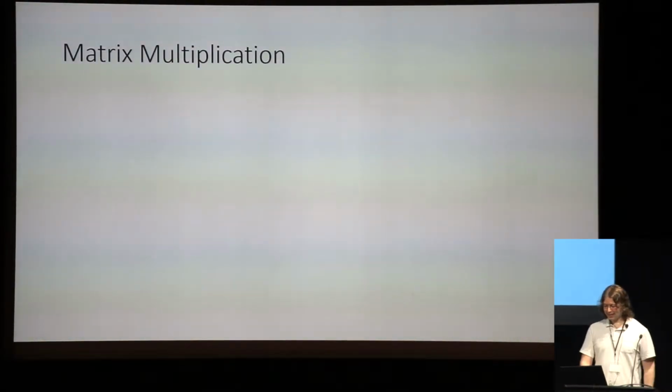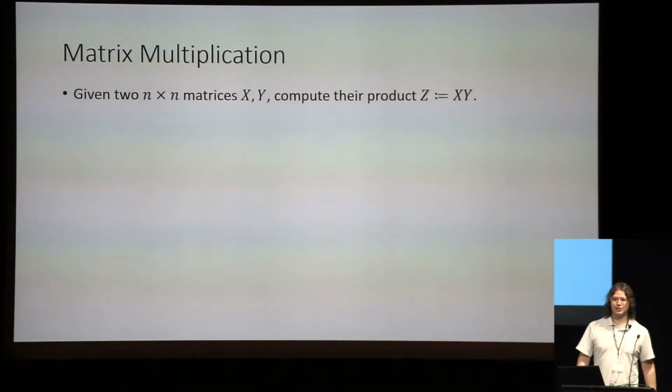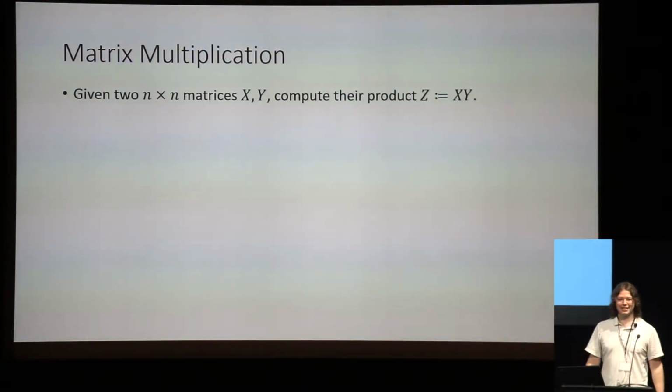So matrix multiplication, the problem we're dealing with is we're given two n by n matrices x and y, and our goal is to compute their product z. You can think of these as matrices over any ring you want, and we're working over a computation model where arithmetic operations like addition and multiplication take constant time.